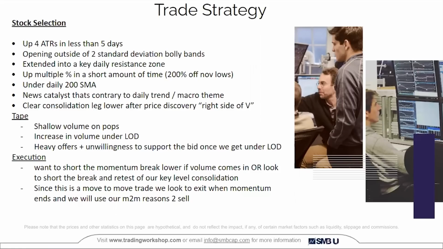Great, so for the tape, we want to see shallow volume on the pops, and we want to see an increase in volume under the low of the day. So once we're on our backside and the right side of the V, we want to see that continued weakness for the second leg of that trade. We also want to see heavy offers plus an unwillingness to support the bid once we get under the low of the day. And we have a really good example of this when we get into it. I think we've got a great example of this. Yeah, I don't think it's a good example. I think it's a great example of using the tape well.